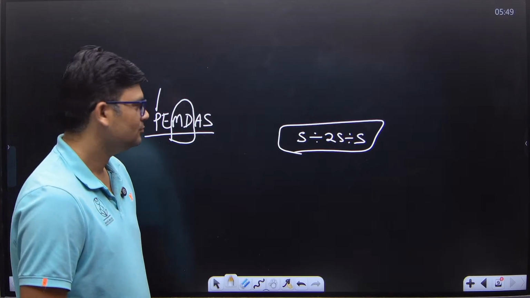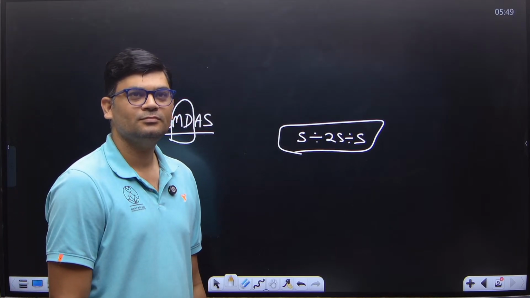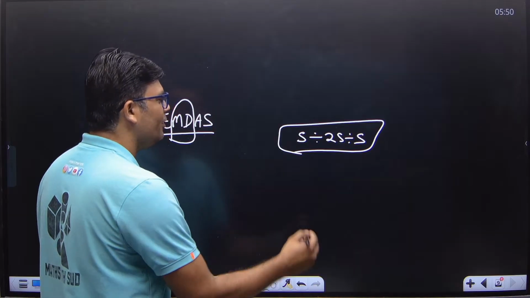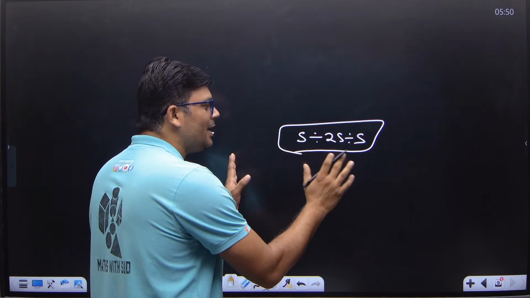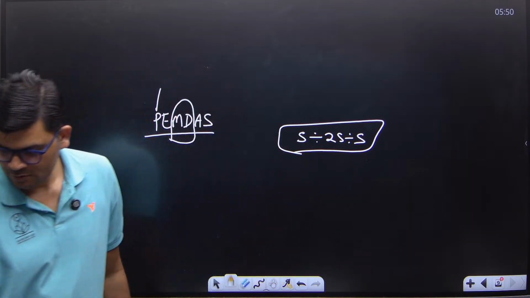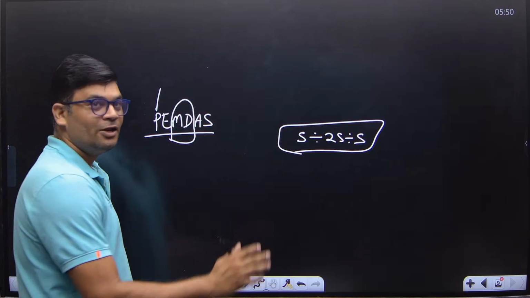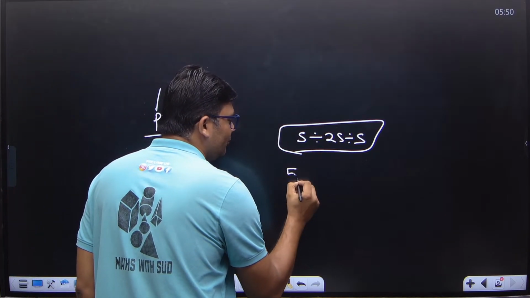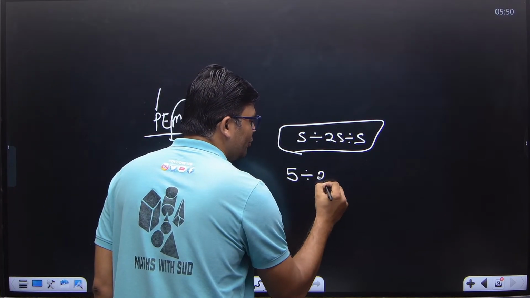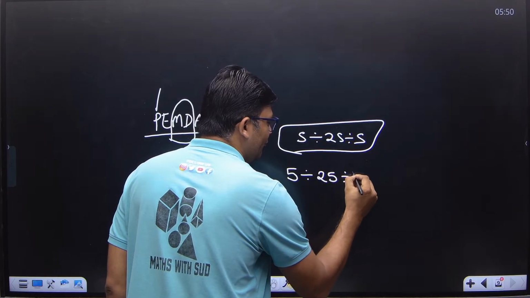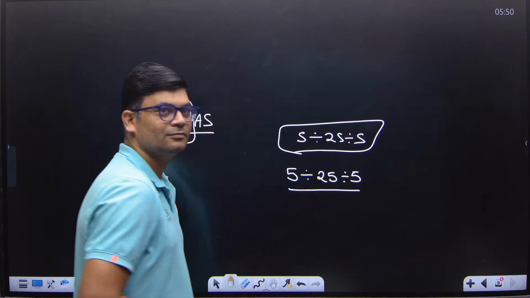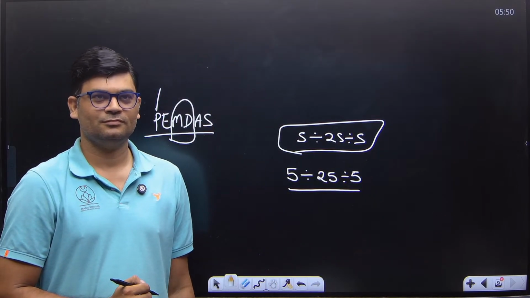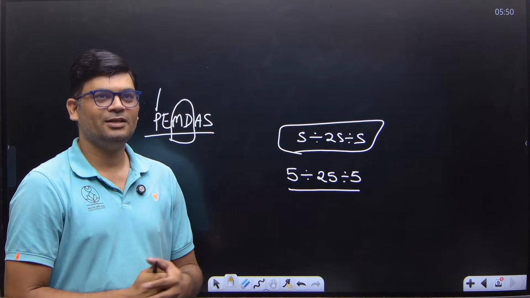3.5. How much? Are you understanding my handwriting? Oh, this is 5, that's 20, divided by 25 divided by 5. Oh, okay. Yeah, I got it. Tell me then.